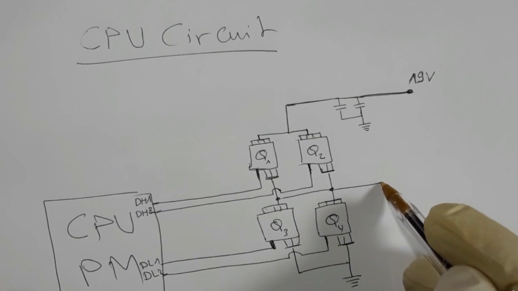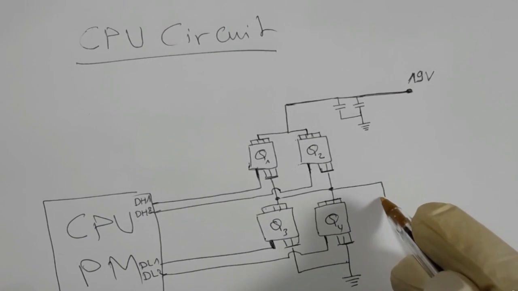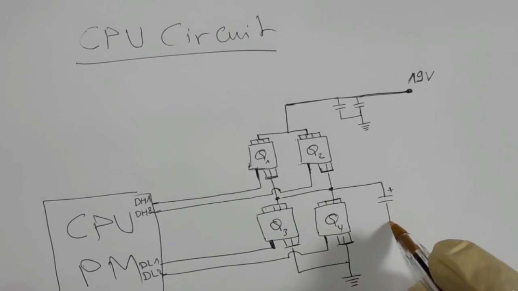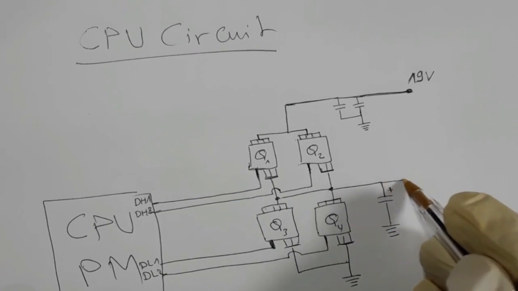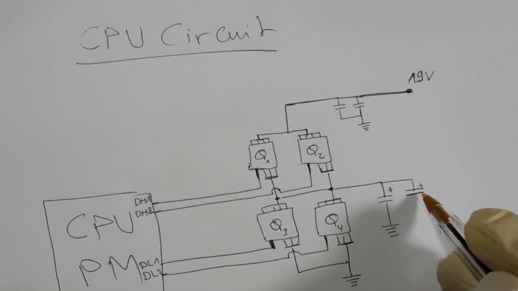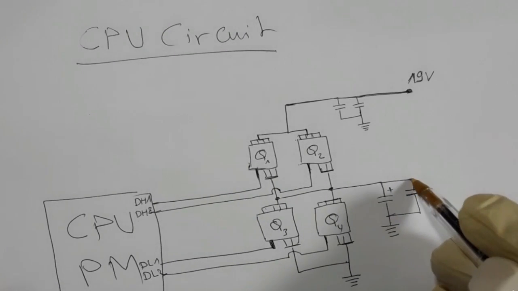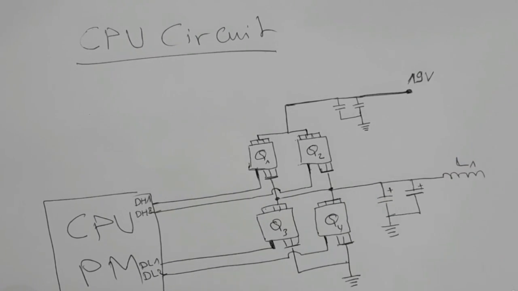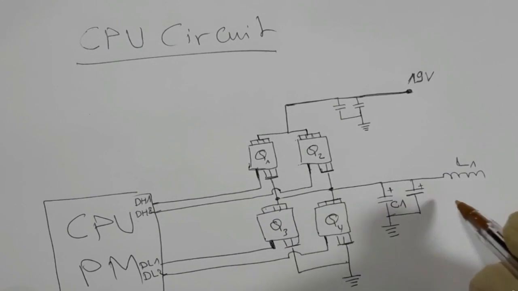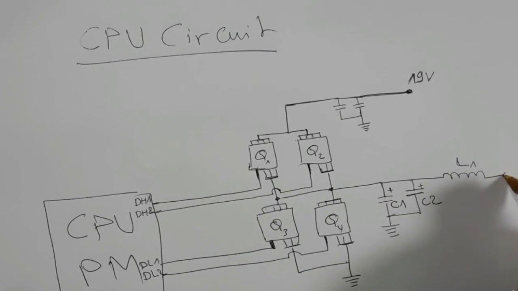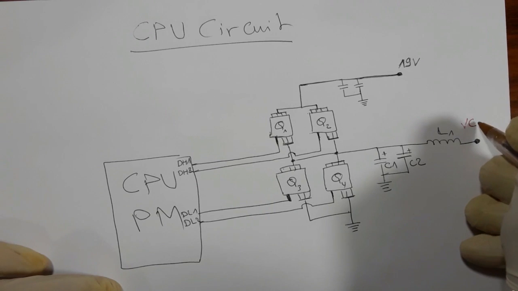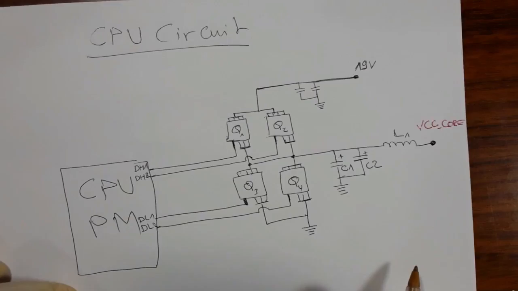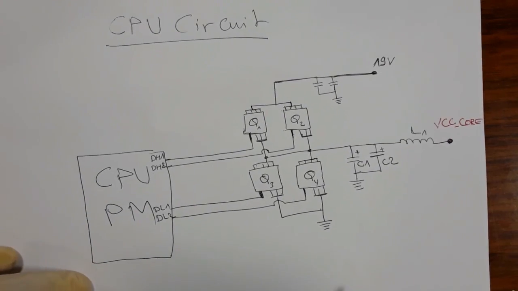So here we have two capacitors, okay? These are chemical capacitors, or polarized capacitors. We have another polarized capacitor, exactly as on the motherboard, and then here we have the coil L. We have here L1, okay? For example, here this is the C1 and the C2, and here we will get to VCC core. The VCC core is the main power for the CPU, okay?